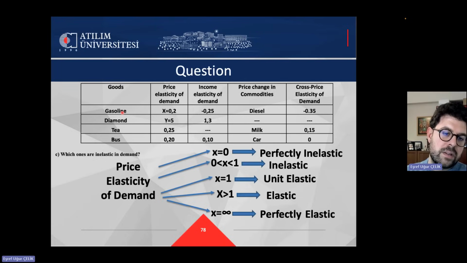Let's look at it. If we look at the gasoline, 0.2, the range between 0 and 1, so this is inelastic. Diamond answer is 5, so greater than 1, elastic. Tea 0.25, again inelastic. Then bus 0.20, inelastic. The question asks which goods are inelastic. Gasoline, tea, and bus. Okay. And if I ask which one is elastic, that is diamond.